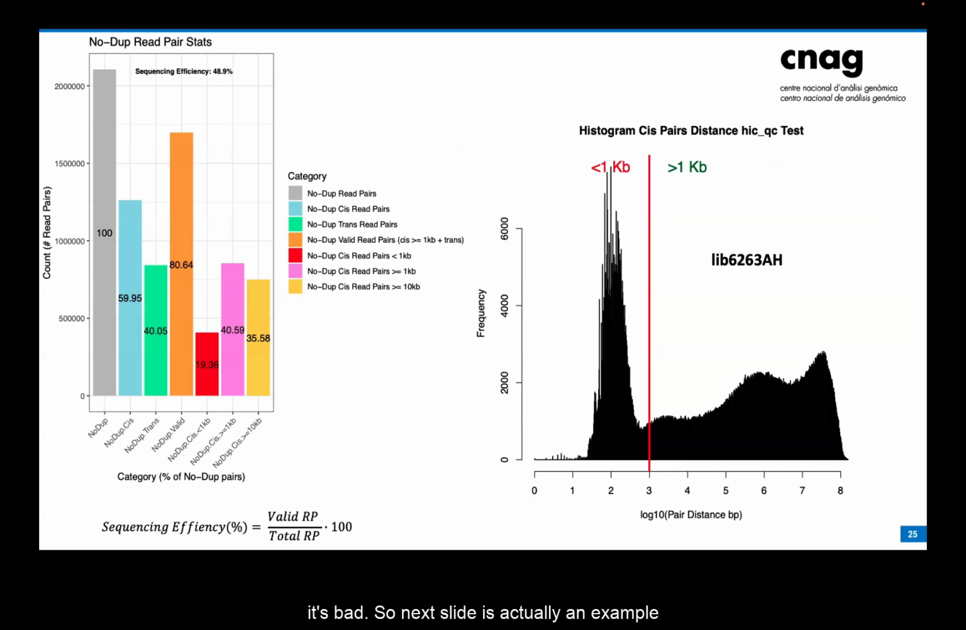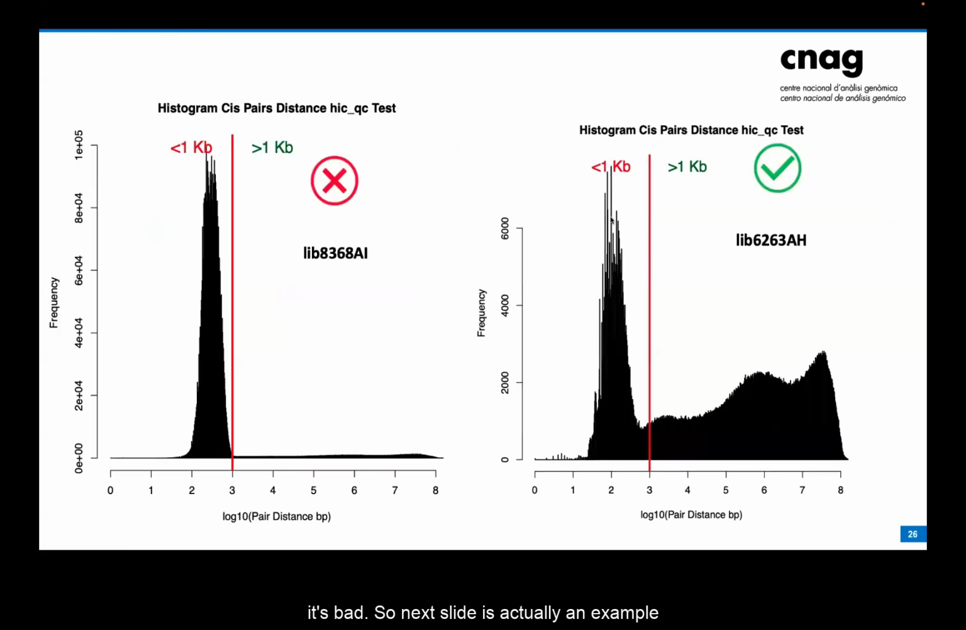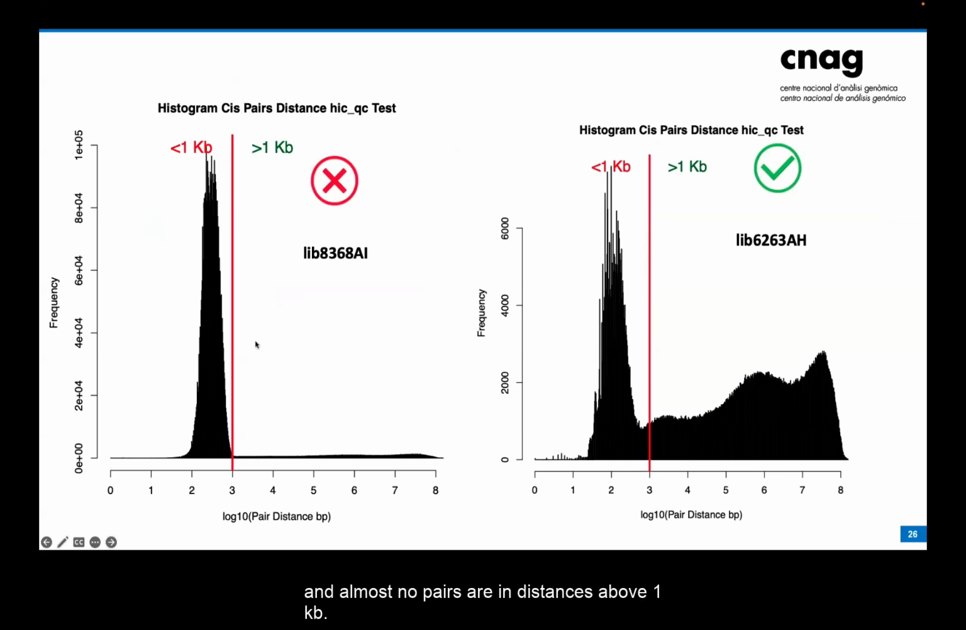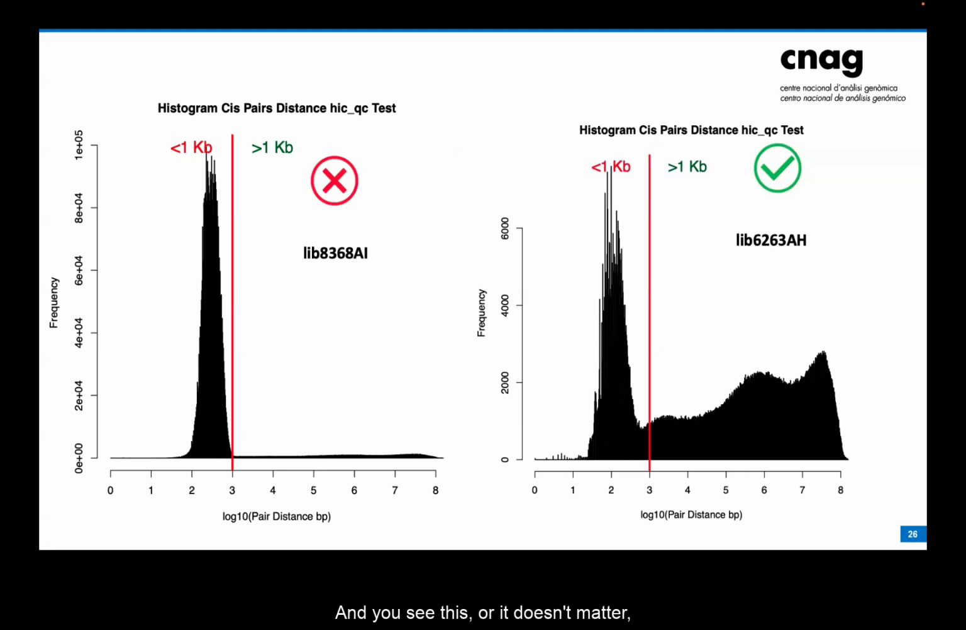So, the next slide is an example of 2 different libraries for the same species, where we see this very bad library where most of our cis contacts are below 1 kb, and almost no pairs are at distances above 1 kb. Okay? This was our good library, this is our bad library. And you see this every now and then, no matter the protocol, ARIMA or OMC. It depends on the sample, or who knows.